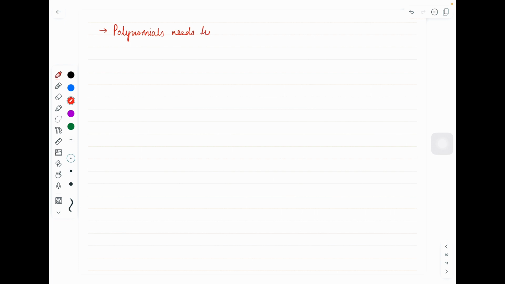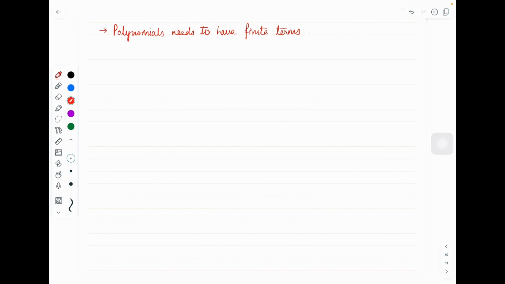One more important point is that polynomials need to have finite terms. They cannot have infinite terms. This is one more point.